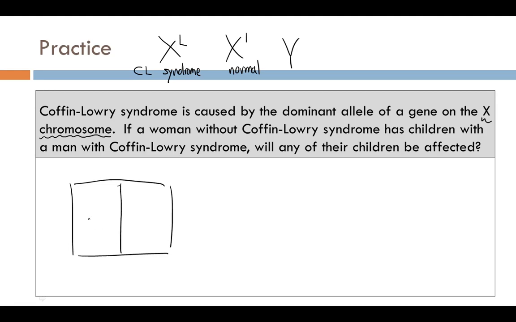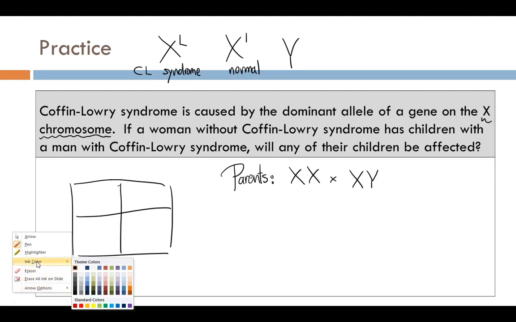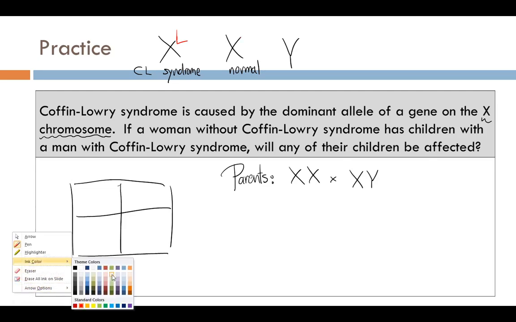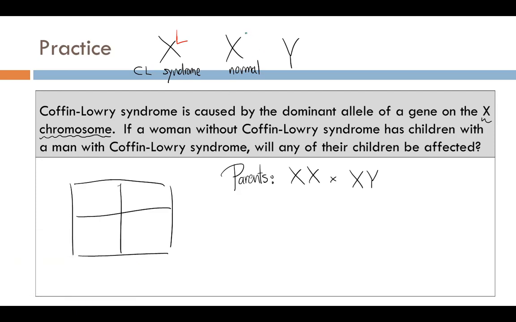Set up our Punnett. Think carefully about what our parents are going to be. We can write out automatically XX and XY. You know what I'm going to do? I'm going to make a slight change. I'm going to use color here. I'm going to use red for Coffin-Lowry. And I'm going to use, let's be Christmassy. Let's use green. Okay? That'll hopefully make it easier to see the difference, even though the letters are different.